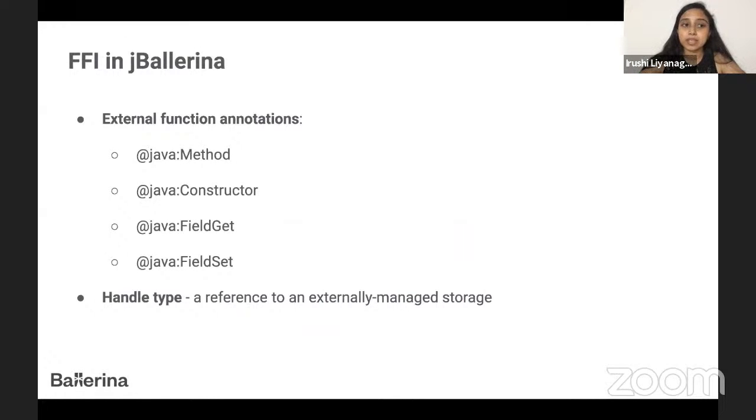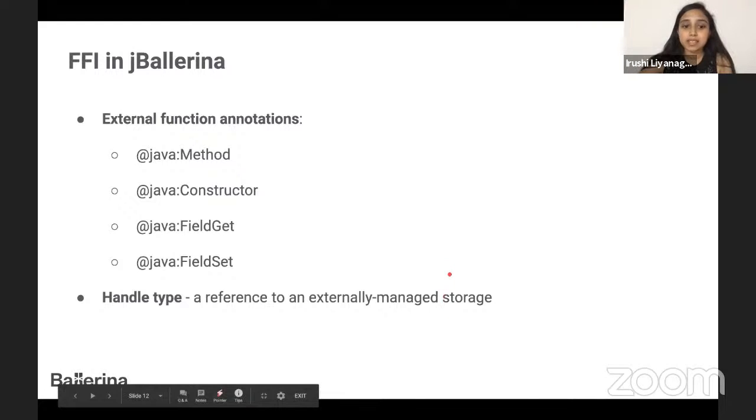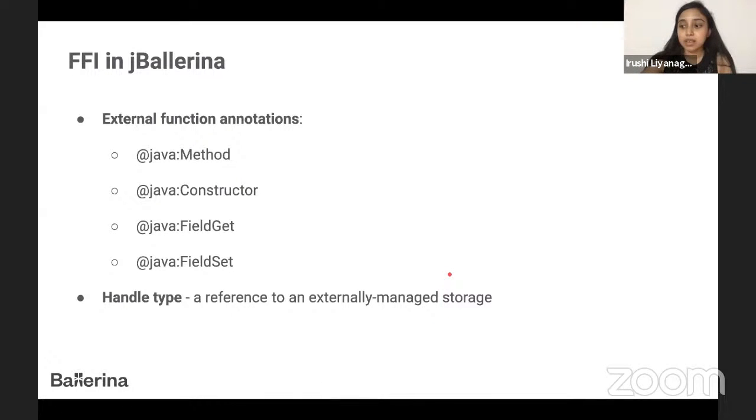And then I'm going to give you a quick update on foreign function invocation in jBallerina. So basically, the jBallerina compiler allows calling of Java APIs using external functions. An external function means the implementation of the function resides outside of the Ballerina source. So the Java module available in Ballerina provides 4 annotations for this purpose, which we will be looking at in a later slide.